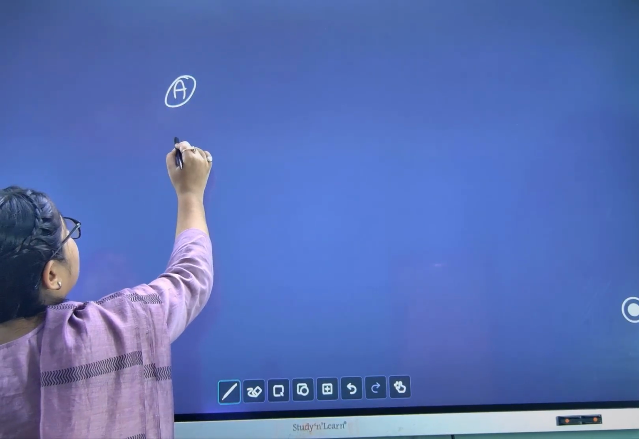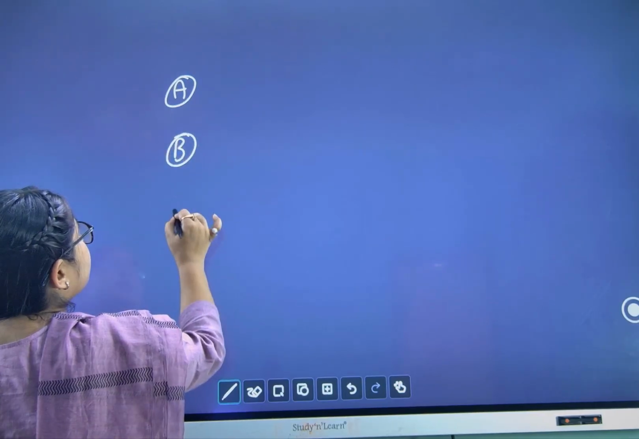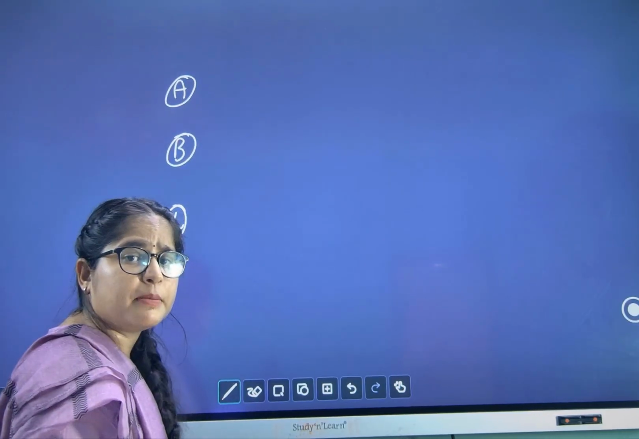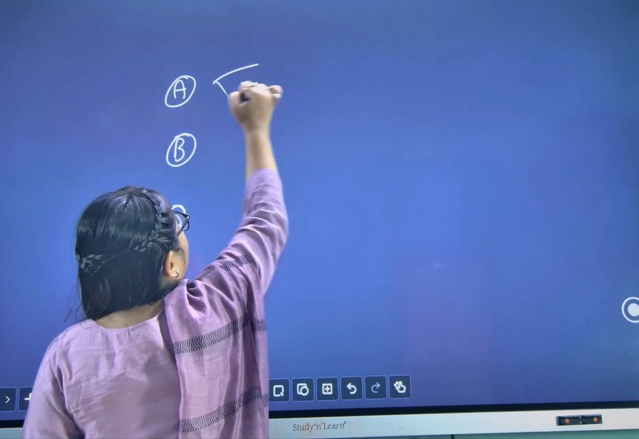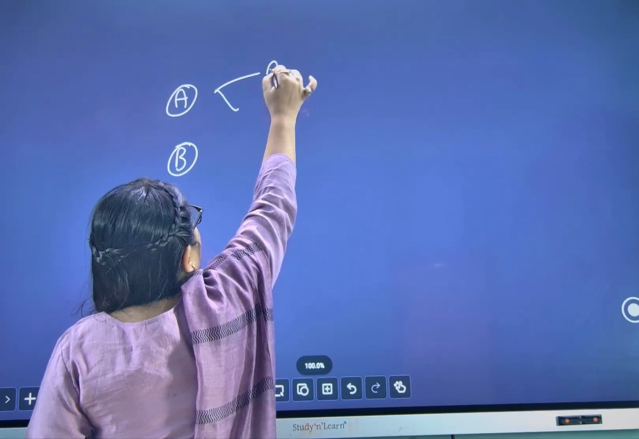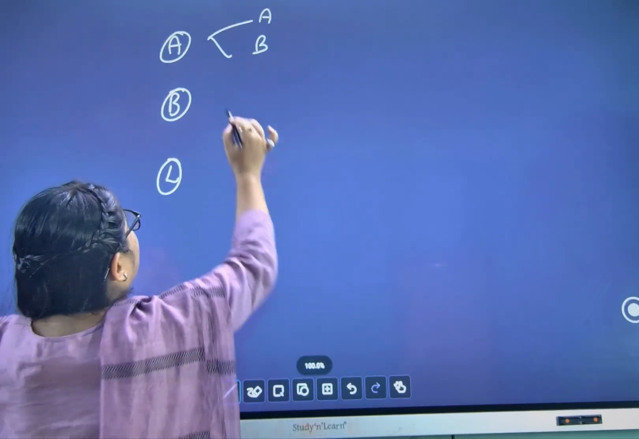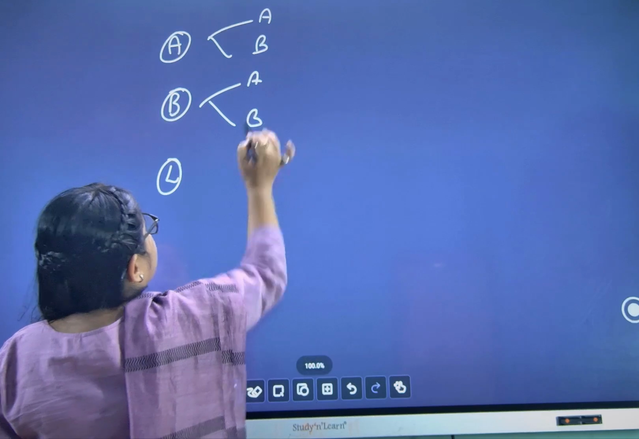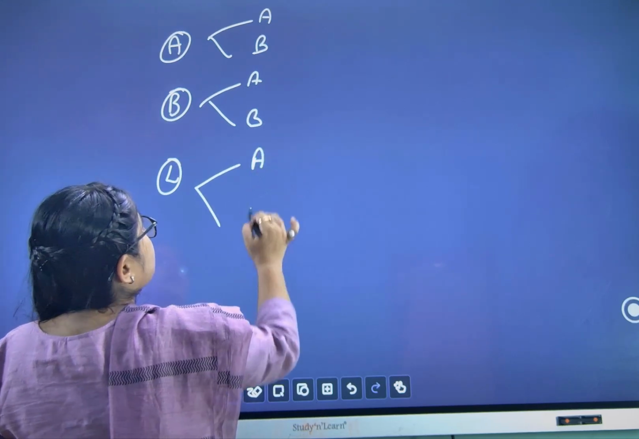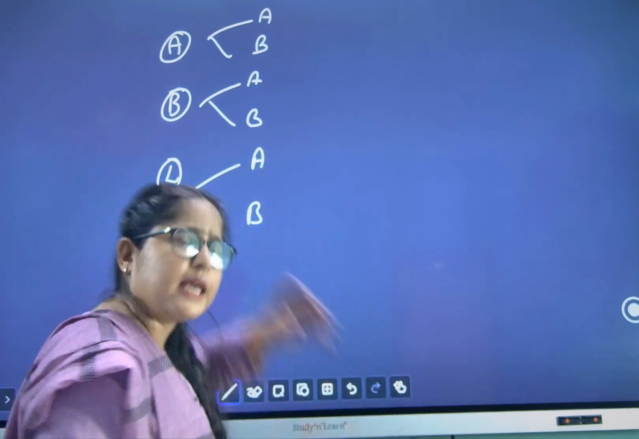Arrhenius acid concept, then Bronsted acid concept, then Lewis acid concept. Arrhenius acid and Arrhenius base. Then in Bronsted, Bronsted acid and Bronsted base. Then again in Lewis, Lewis acid and Lewis base. These are the 3 cases I have told you.